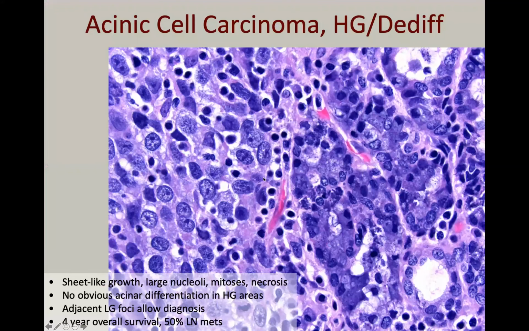Here's another example of what high-grade transformation in acinic looks like. So here's some acini on the right of a lower grade component, and here is sheet-like growth with prominent nucleoli and mitoses on the left. Again, looks very similar to that high-grade transformed adenoid cystic, worse prognosis, et cetera, et cetera.